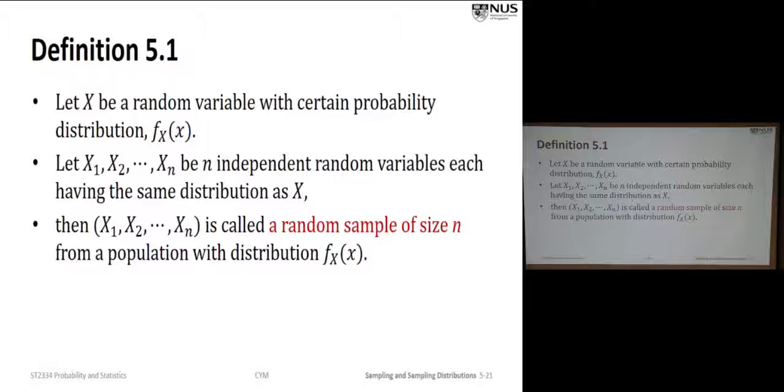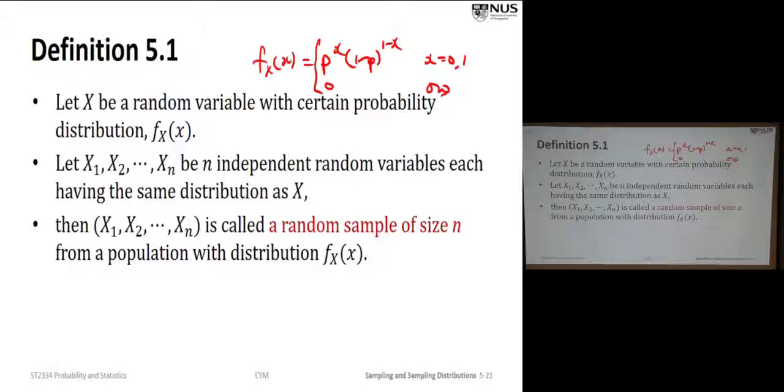A simple example I mentioned at the beginning: a population of 1 million is not infinite, but tossing a coin, head or tail, you can have an infinite number of tosses. Each outcome is head or tail. Describing this infinite population is very simple. Because this population has only 2 values, it is f of x equal to p^x (1 minus p)^(1 minus x), where x equals 0 and 1, and 0 otherwise.